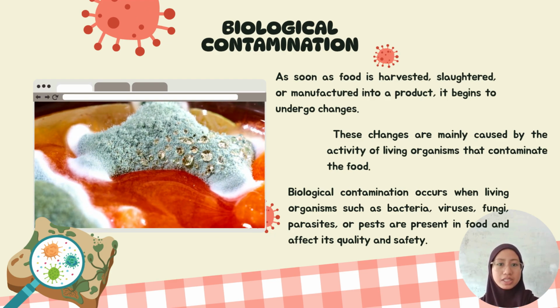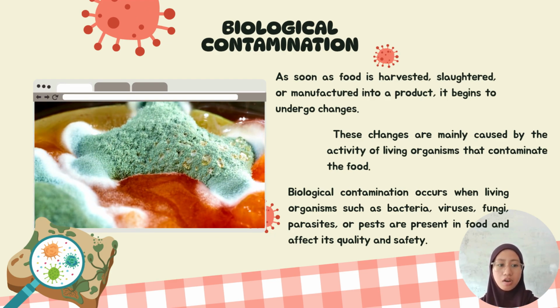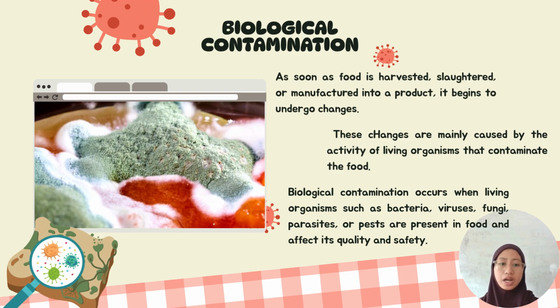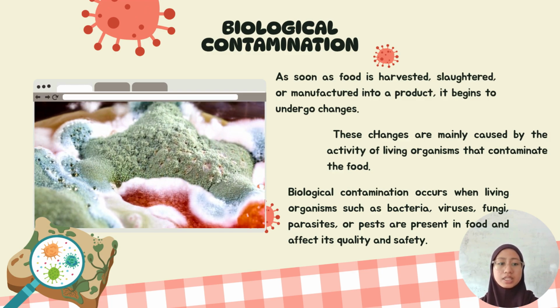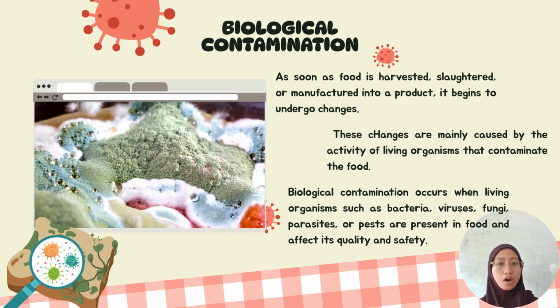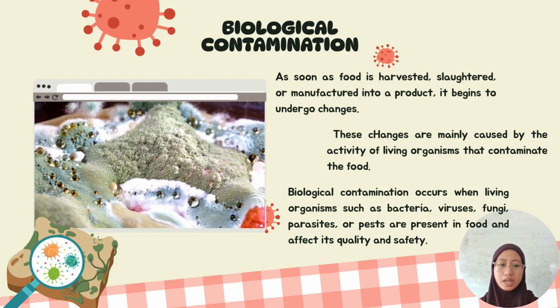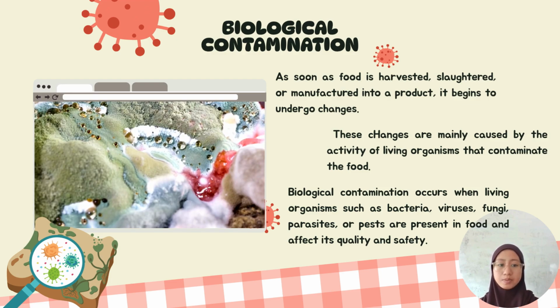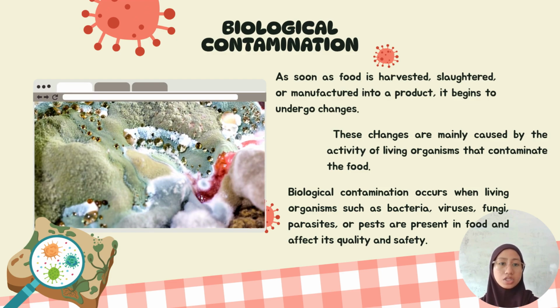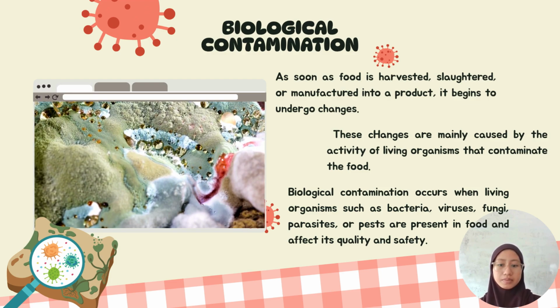First, we have biological contamination, the leading cause of food poisoning. It occurs when harmful microorganisms such as bacteria, viruses, fungi, or parasites grow in food, especially when the food is expired, improperly cooked, or stored at unsafe temperature.